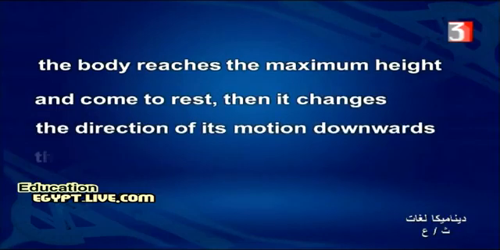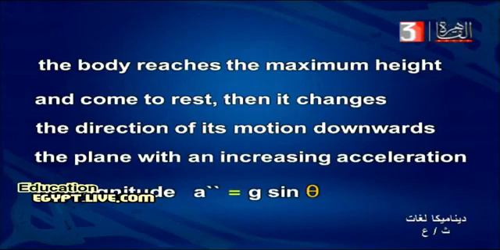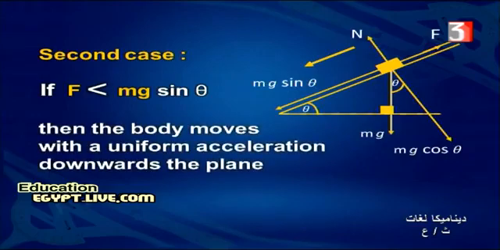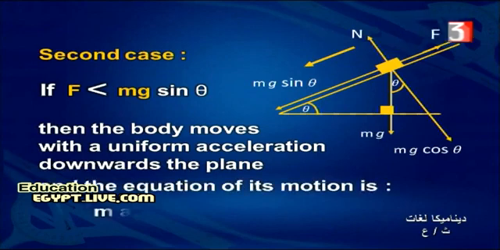A body of mass 12 kilogram is placed on a smooth plane inclined to the horizontal. A force of magnitude 88.8 Newton acts in the direction of the line of greatest slope upwards, and the initial velocity v naught equals 0. The force acts for 14 seconds. Then mg sine theta equals 12 times 9.8 times sine 30, which equals 58.8 Newton.